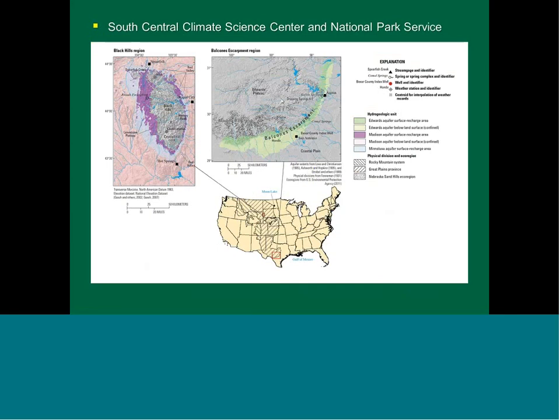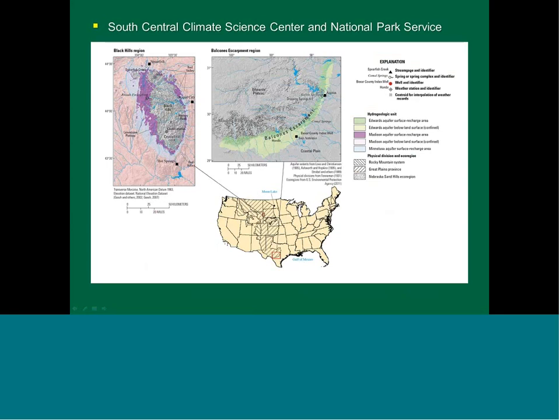A lot of the money that we got came from the South Central Climate Science Center and the National Park Service. They were interested in the response of karst aquifers in the Black Hills. You can see in this area of western South Dakota, we've got the Black Hills, and there's a lot of karst terrain up in here. What would be the response of karst aquifers, and of species vulnerable to changes in those aquifers and flows and spring flows and so on?